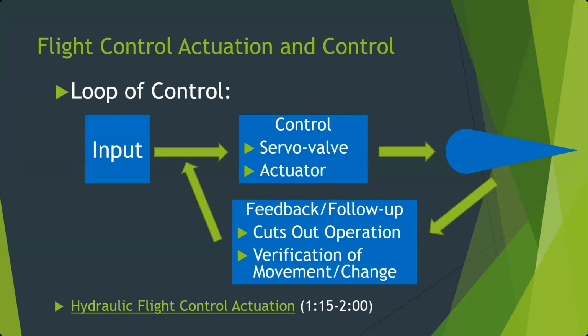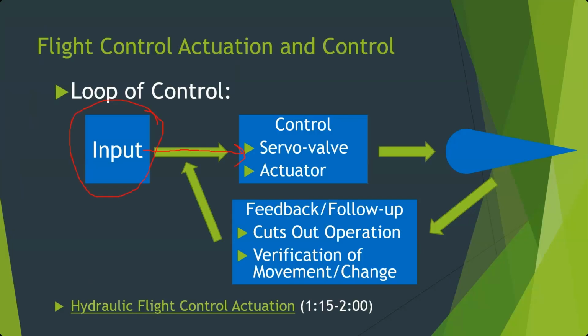So the input is kind of everything that's the pilot or mechanic or whoever wants to operate the flight controls. We're going to move a yoke or a stick, and then that's going to be transmitted. And there's a couple different ways it can be transmitted. It can be transmitted mechanically, it can be transmitted electronically, depending on the type of flight control system, to something that is going to control the actual position of our flight control.